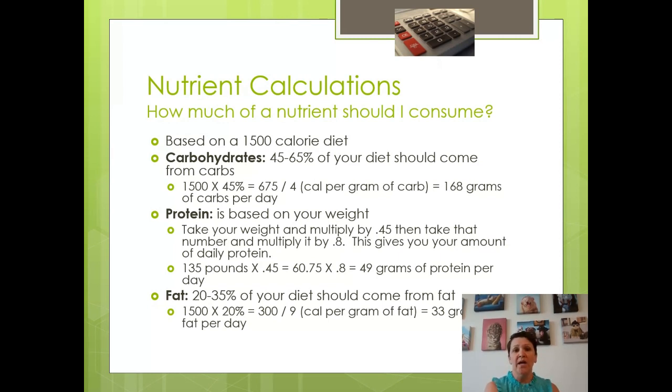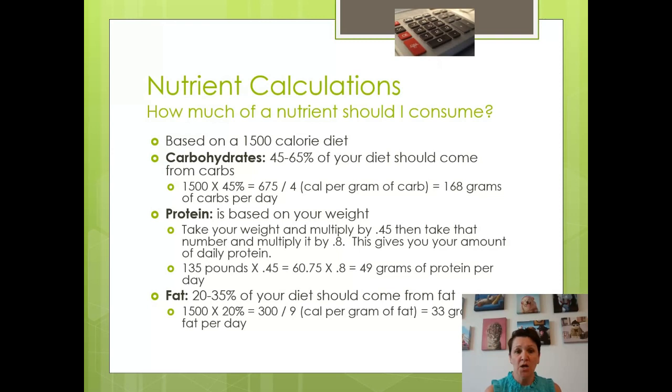So if you're looking at a 1,500 calorie diet, we're going to look at carbohydrates first. So 45 to 65% of your diet should come from carbohydrates. So you'll see the formula there. Remember when I talked about that 4 calories per gram back when we were talking about your macros? That's where these numbers come into this formula here.